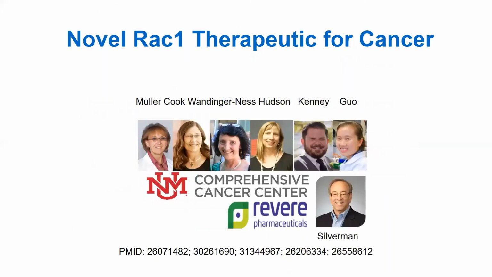The third example involves a large team of collaborators, some of whom are represented here. This research program is based on the repurposing of non-steroidal anti-inflammatory drugs. These studies lead to the potential of novel therapeutic reagents based on RAC1 regulation. RAC1 is also a member of the Rho family, also important in the regulation of cytoskeleton.